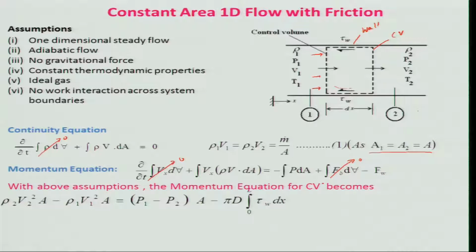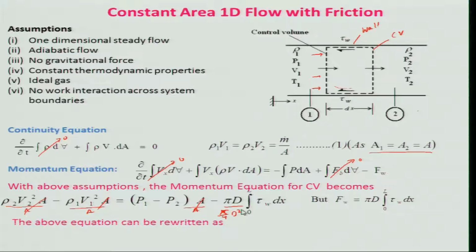And what is this F w? F w is basically pi d tau w dx, because F w is nothing but tau w times the area, and keep in mind that pi d is the circumference, and then we put dx. Now, if I divide this expression by the area, pi by 4 d square, the terms cancel out.